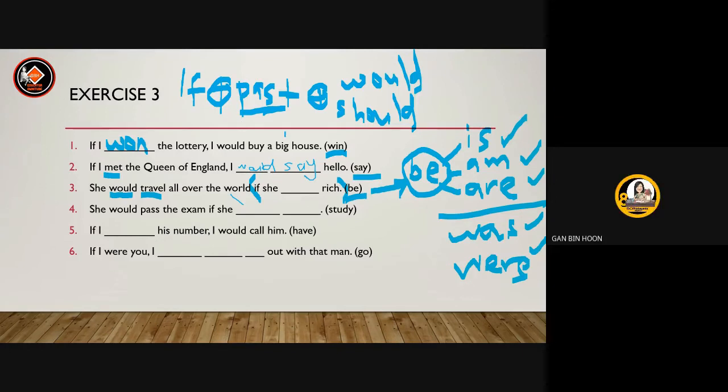Syarat dia kena guna past, right? Am I right? Yes. Because would sudah kat sini. She would travel all over the world if she... So what is the past for be?